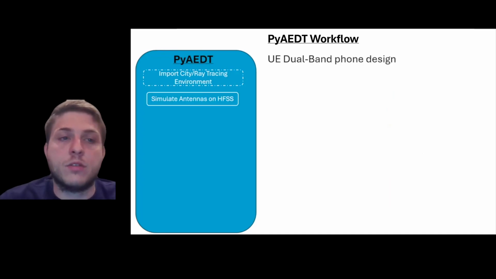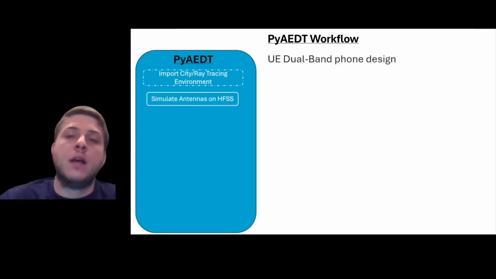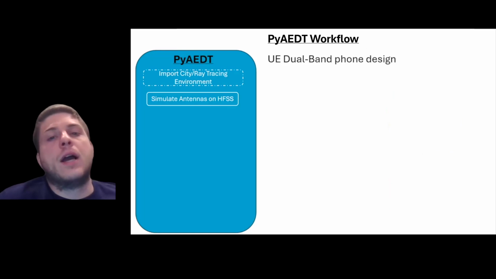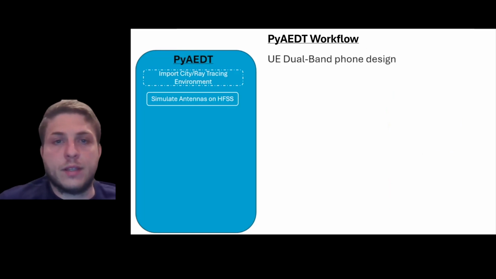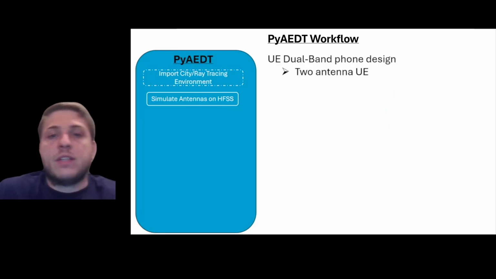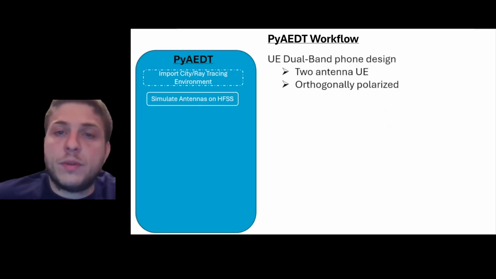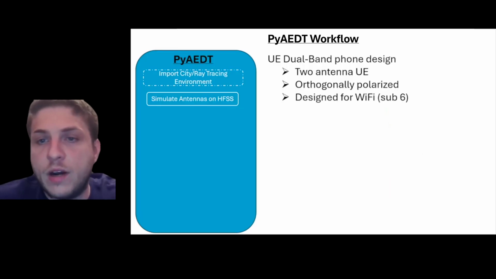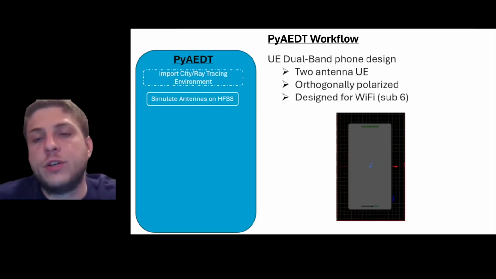So second part is to simulate antennas on HFSS. We have two types of antennas. We have the UE antennas, and we have the base station G Node B antennas. Starting with the UE antennas, in this example, we have a cell phone with two antenna user equipment. The two antennas are orthogonally polarized. They're designed for Wi-Fi sub-6. So here you see the HFSS CAD model of the cell phone.